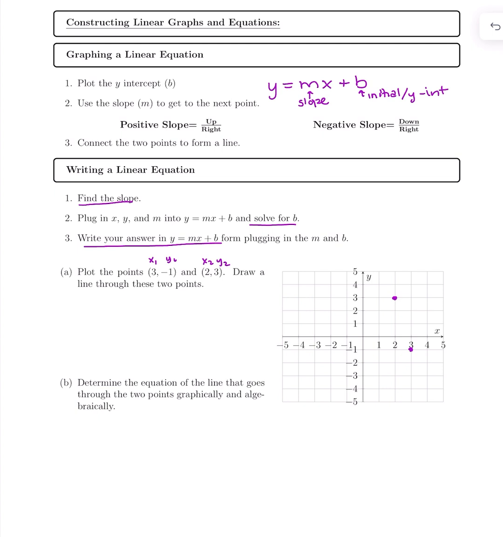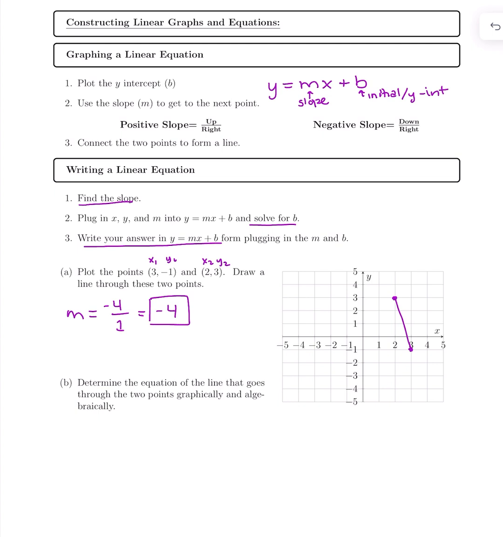We want to figure out how many boxes we are moving up or down between these 2 points. It looks like we're going down 1, 2, 3, 4 boxes. So down 4, and we went over 1 in the x. So our m is down 4 over 1. Our slope is -4. We can find that graphically.